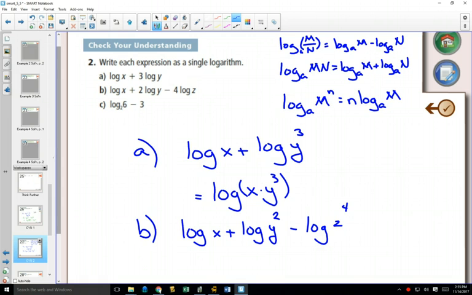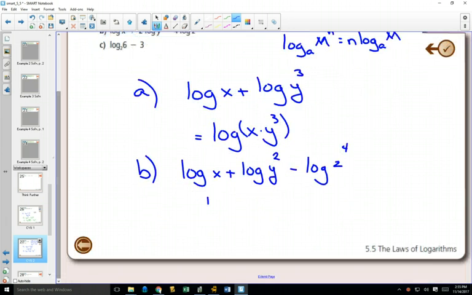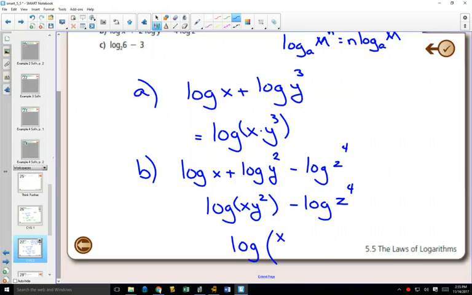Now at this point, you have a log plus a log. What could you do with that? You could combine those two by multiplying. And we would still have log z to the 4. And now we have a log minus a log, so we could write this as a single log that way.